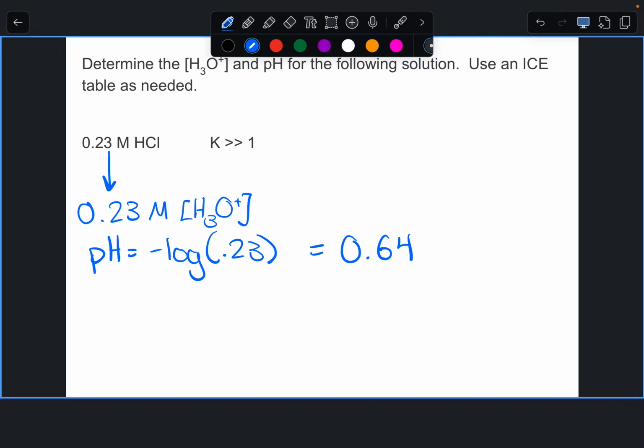0.64. Obviously on this one, they gave you a hint, right? They said the K is much, much greater than 1. They're telling you it's a strong acid. That's not always going to be there necessarily. Of course, if it was just this and it didn't say that, and you're like, where's the K? I don't know how to do the ICE table. That's also a hint. They don't need to give you the K. It's strong.